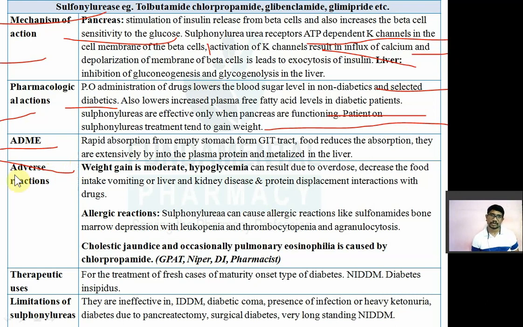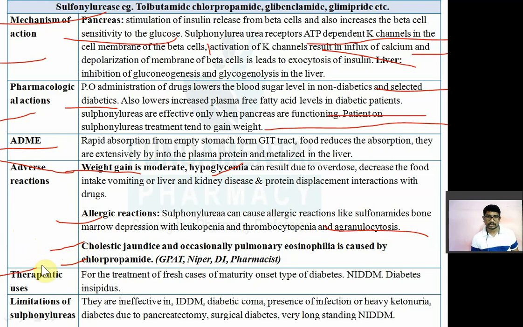The first adverse effect of sulfonylureas is weight gain. Aapka wazan badha lega. Weight gain is moderate, 1 to 3 kg. Then hypoglycemia can result due to overdose of this drug. Decrease in food intake, anorexia, vomiting, liver and kidney disease, protein displacement type of interaction with the drug. Then allergic reaction like sulfonamides, bone marrow depression, leukopenia, thrombocytopenia, agranulocytosis. They will also cause disulfiram-like reactions. Then cholestatic jaundice, and occasionally pulmonary eosinophilia caused by chlorpropamide. These are the adverse effects.